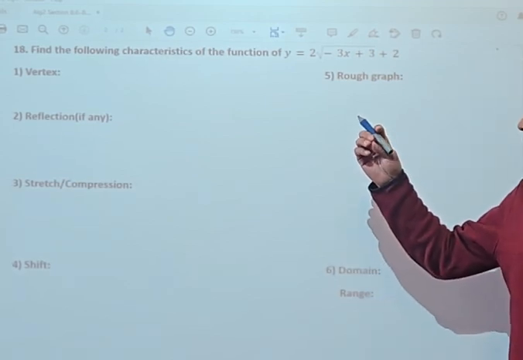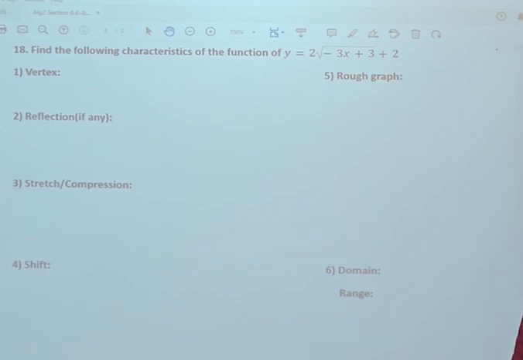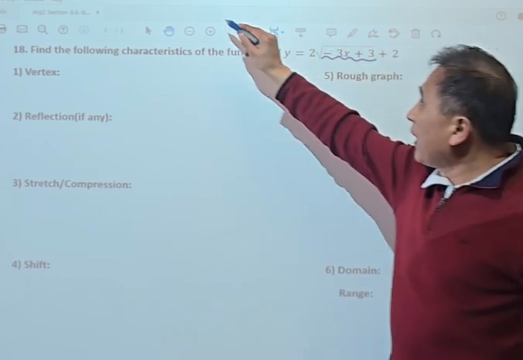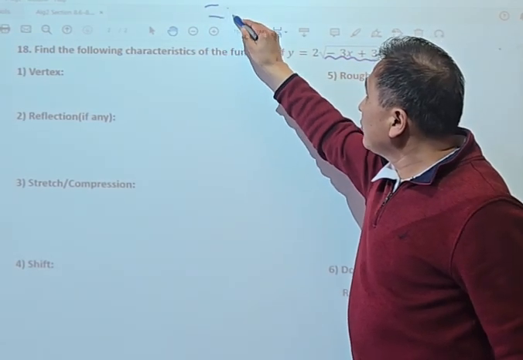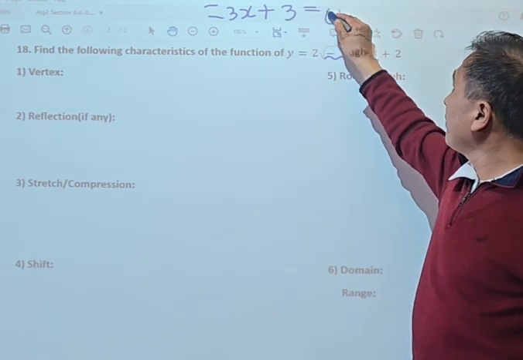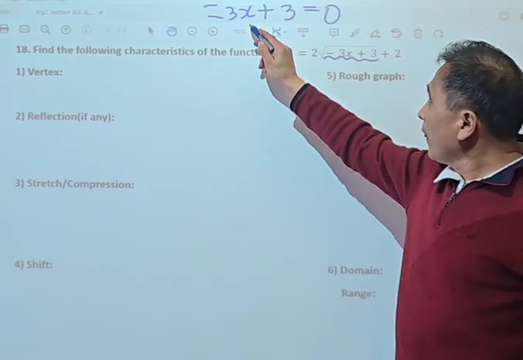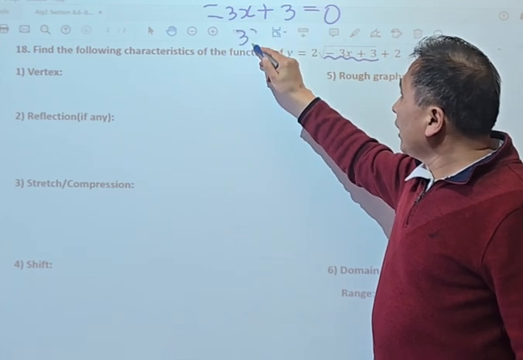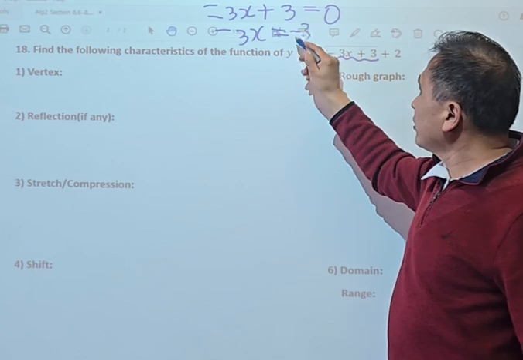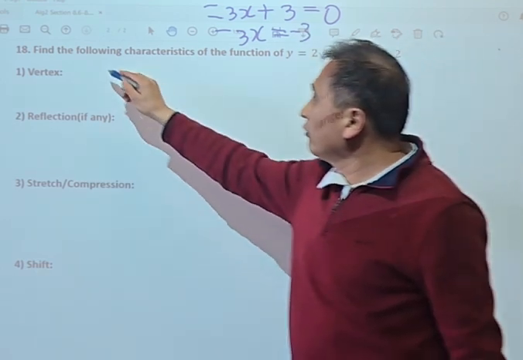Okay, so we're going to learn how to find the transformation of the radical function and how to graph it. First, finding the starting point or vertex is very important. In order to do that, inside the square root, set minus 3x plus 3 equals 0. Move the 3 to the other side: minus 3x equals minus 3. Divide both sides by minus 3, so x equals 1.